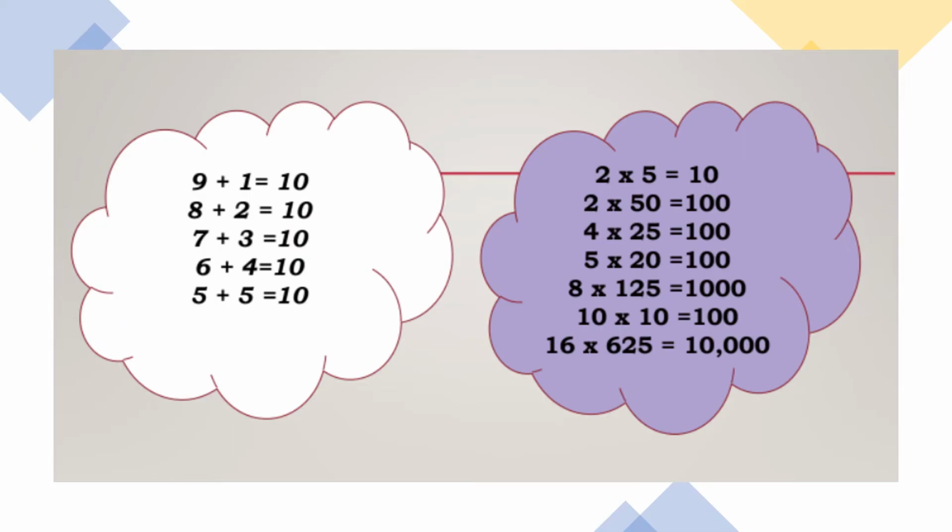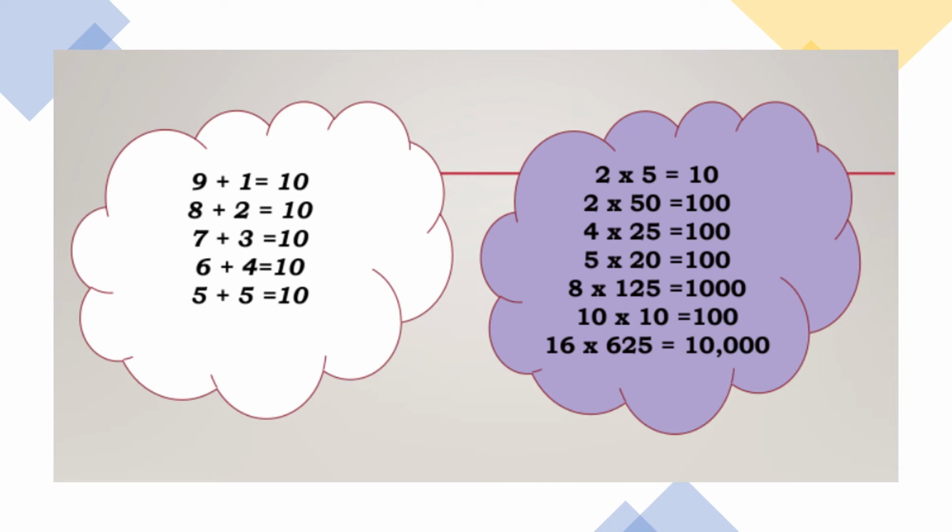So now here you can clearly see that 9 plus 1 equal to 10, 8 plus 2 is 10, 7 plus 3 is 10, 6 plus 4 is 10 and 5 plus 5 is 10. Thus the arrangements are made such that all the sums equal 10. And in the multiplication part, we know that 2 times 5 or 5 times 2 gives me 10. Similarly, 2 times 50 gives me 100.